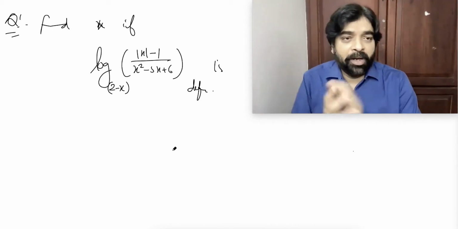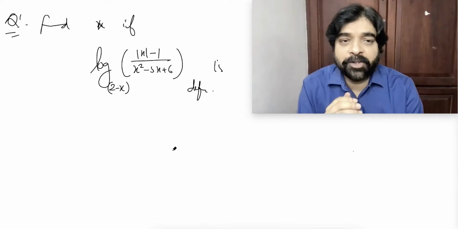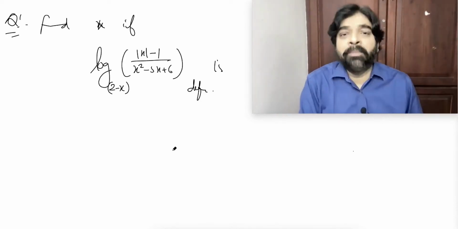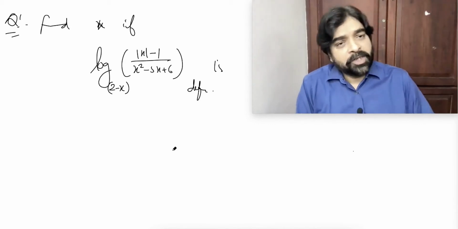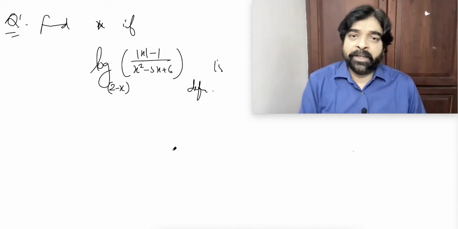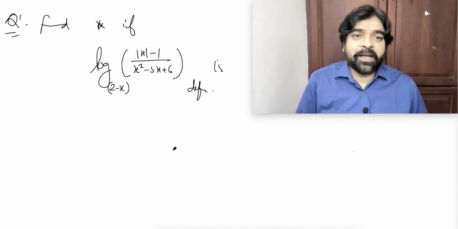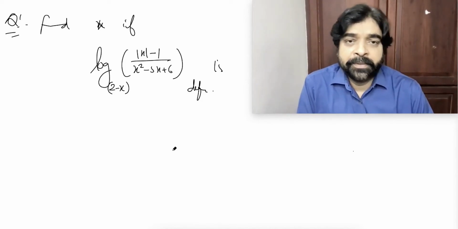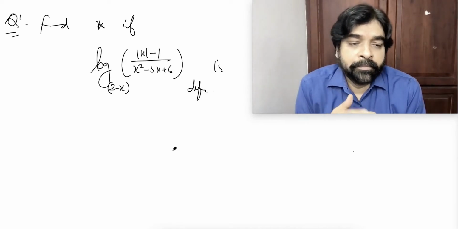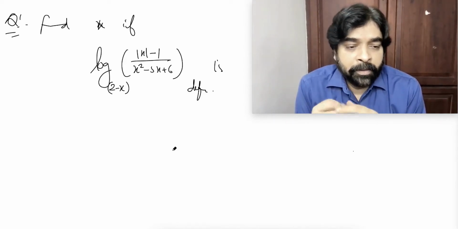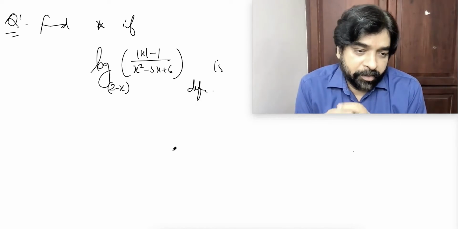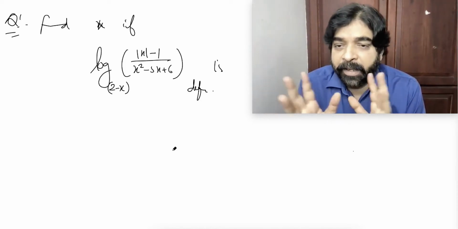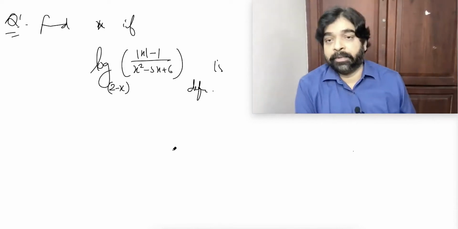Quickly make 3 columns. First, that has to be positive. Second, this base has to be positive. Third column, base not equal to 1. Solve independently. Whatever final answer is coming in the 3 columns, take intersection. One student, Shivkamne, has given an answer. I don't know about the answer. I don't have any idea about the answer. I have to solve.